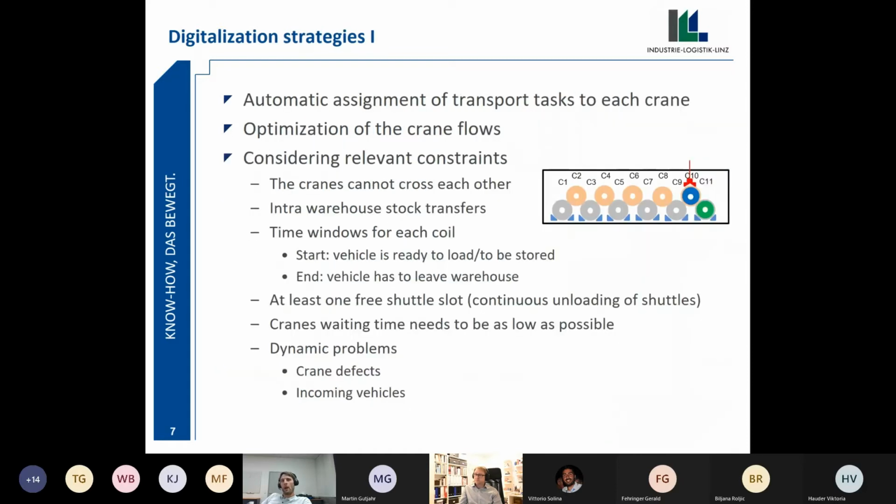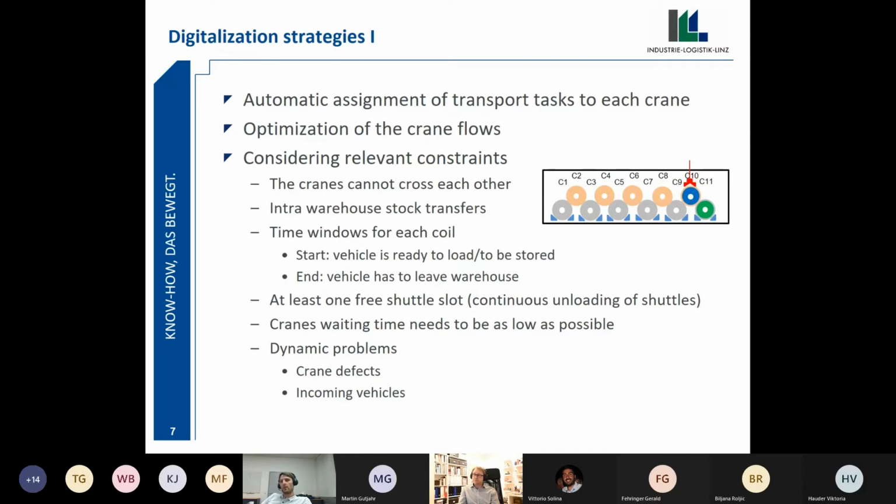handle. What are our digitalization strategies to achieve automation in this warehouse? Therefore, we have the Josef Ressel Zentrum, as mentioned before, from Stefan Wagner. We want to automatically assign our transport tasks to each crane, and only visualize one of these tasks. So we no longer want to give the crane operator the opportunity to do something other than what the system tells him to do. So we have to optimize the crane flows, and we have to consider some relevant constraints.